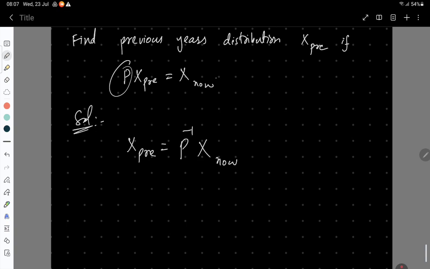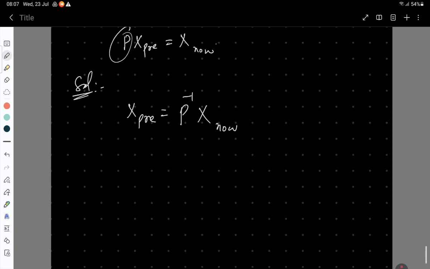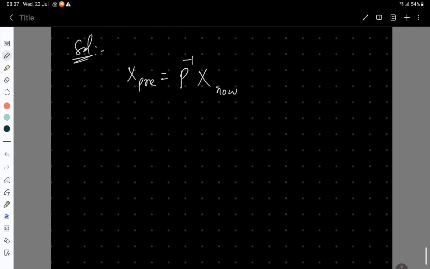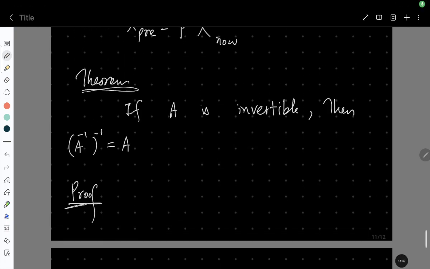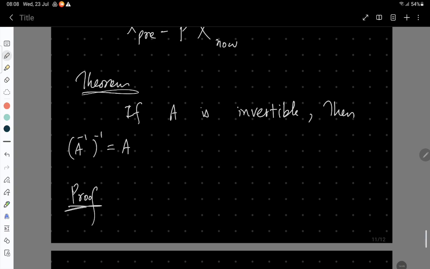Okay, now there are some exercises. The next one is an exercise I am leaving for you. In the next page, in slide number 15, we have a theorem. Let's do a theorem. If A is invertible, then the inverse of A inverse is A.